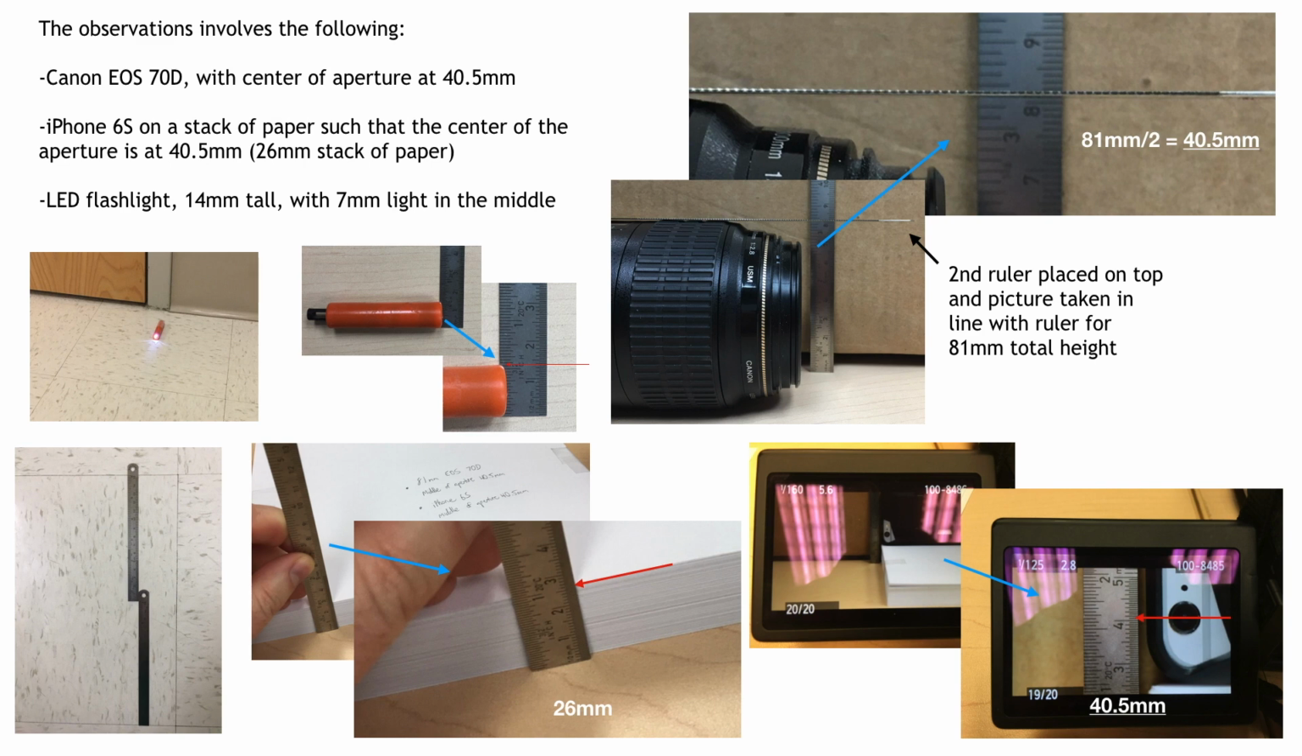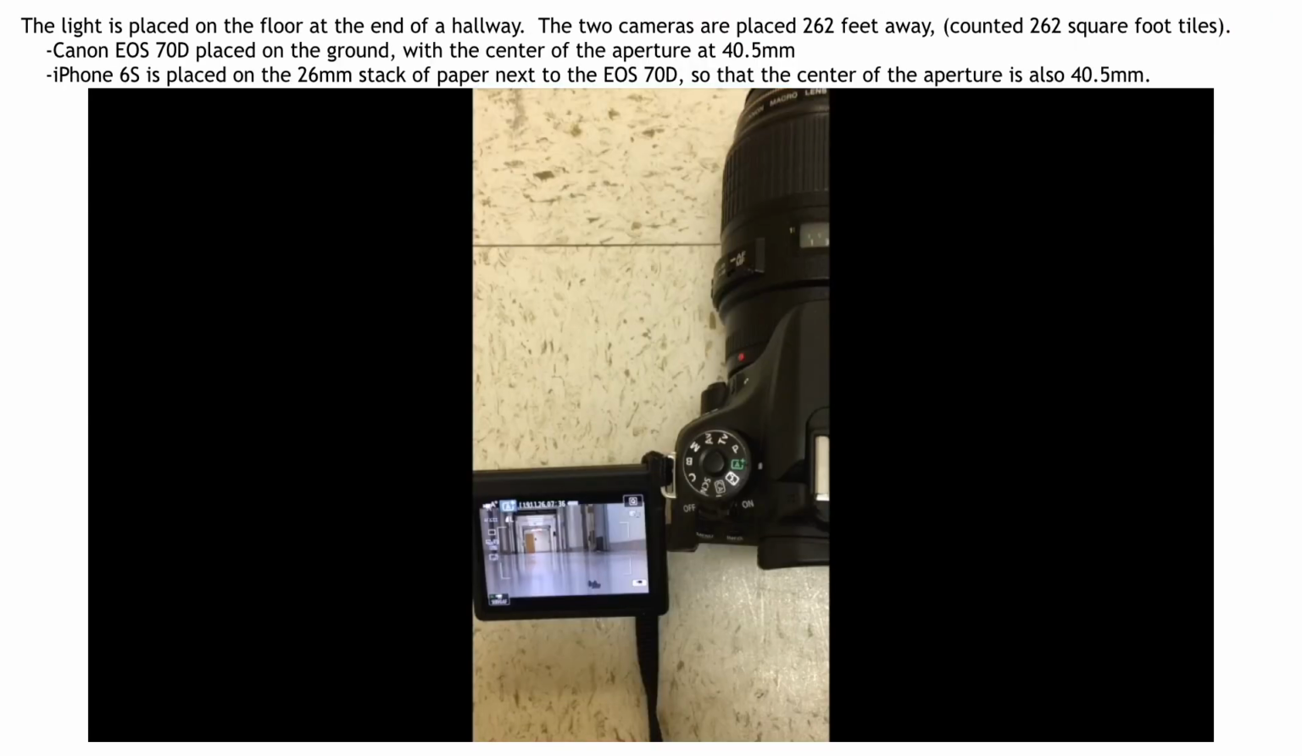The light was placed on the end of a hallway, and each tile on the floor was a square foot, and we calculated out 262 tiles, or 262 feet, to where the camera was placed for the observation. So again, light is placed on the floor at the end of the hallway, the two cameras 262 feet away, and the Canon EOS 70D is placed on the ground with the center of the aperture at 40.5 millimeters, and the iPhone 6s is placed on the 26 millimeter stack of paper next to the EOS 70D so that the center of aperture is also at 40.5 millimeters.